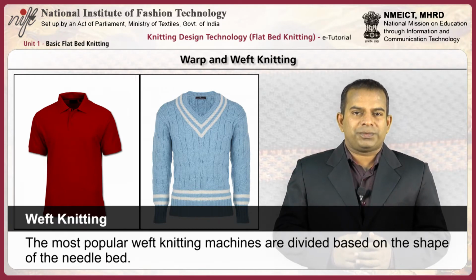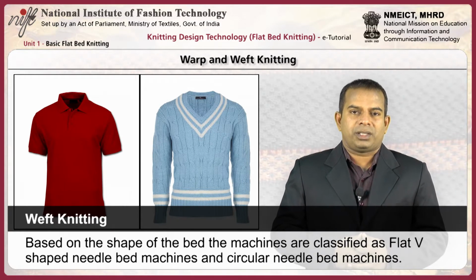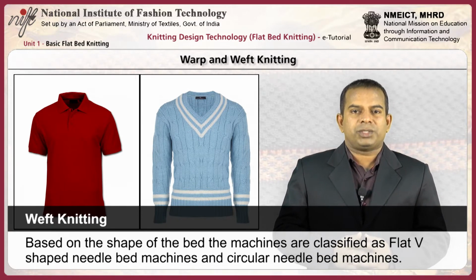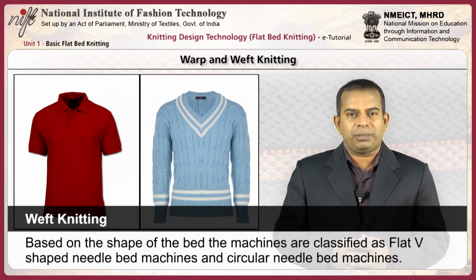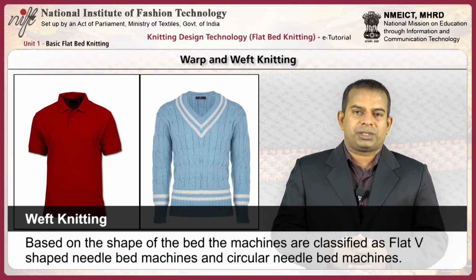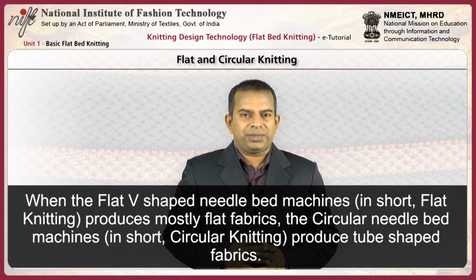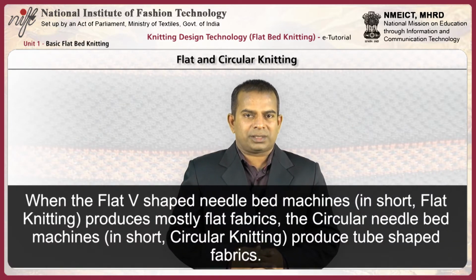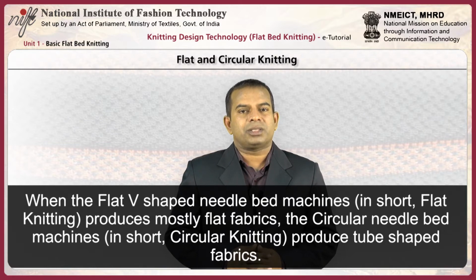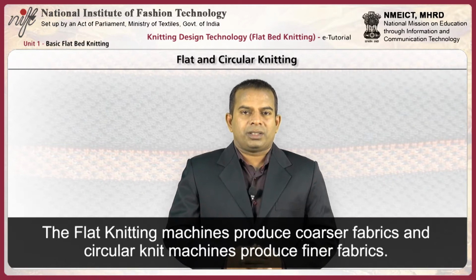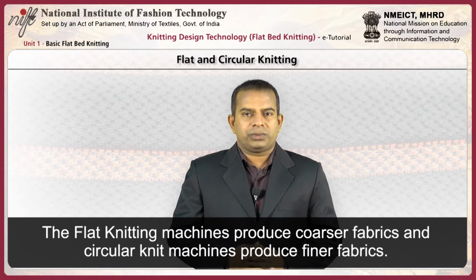The most popular weft knitting machines are divided based on the shape of the needle bed. Based on the shape of the bed, the machines are classified as flat V-bed machines and circular bed machines. The flat V-bed machines, in short flat knitting, produce mostly flat fabrics, while the circular bed machines, in short circular knitting, produce tube-shaped fabrics. The flat knitting machines produce coarser fabric compared to circular knit machines, which produce finer fabric.